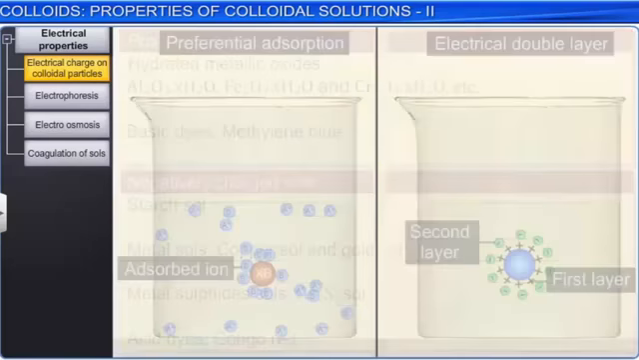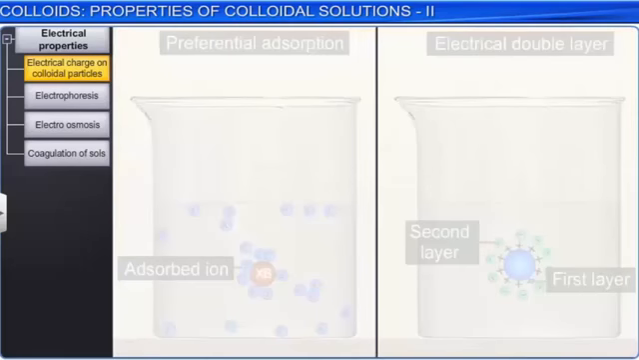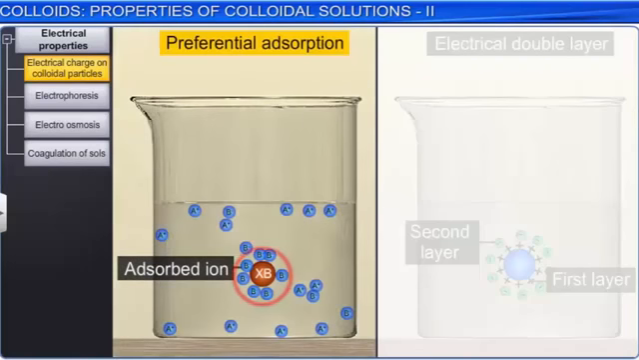The electrical charge on colloidal particles may be due to several reasons. These include electron capture by the colloidal particles during electrodispersion of metals, preferential adsorption of ions from the solution, and the formation of an electrical double layer.